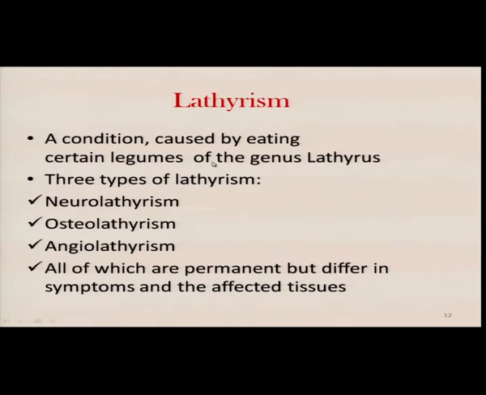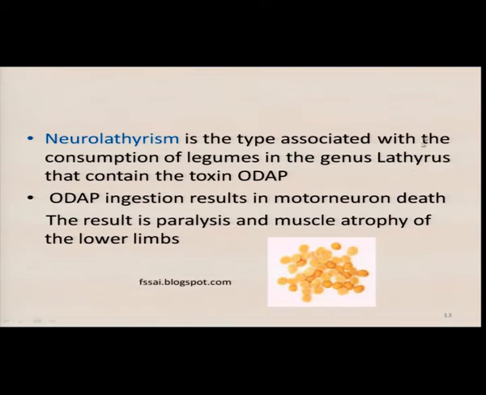Lathyrism is a very famous condition caused by eating certain legumes of the genus Lathyrus. The very famous legume among these is Lathyrus sativus. There are three types of lathyrism: neurolathyrism, osteolathyrism, and angiolathyrism. Neuro indicates neuronal transmission, osteo relates to bones, and angio relates to cardiovascular activity. All of these conditions are permanent, but the symptoms as well as the affected tissues differ in each condition.